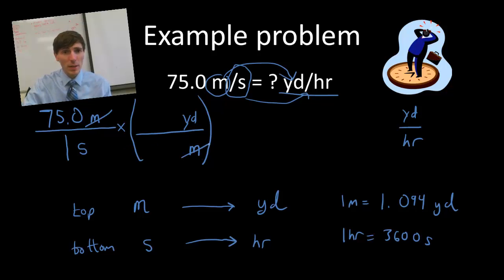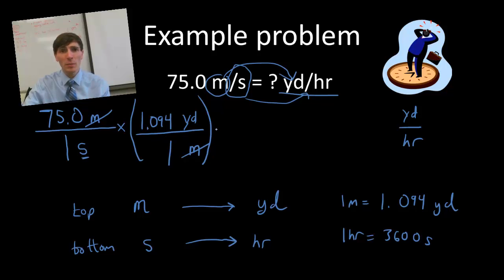So if I cancel out meters, now I need to put the conversion, the relationship between these two. So 1 meter is equal to 1.094 yards. Once I've done that, I'm now at yards at the top. That's nice, but seconds is still on the bottom, and I need hours on the bottom.